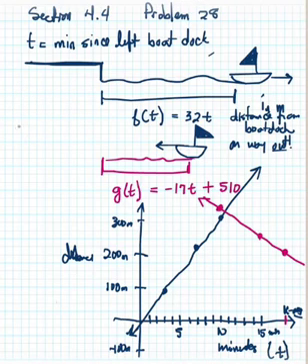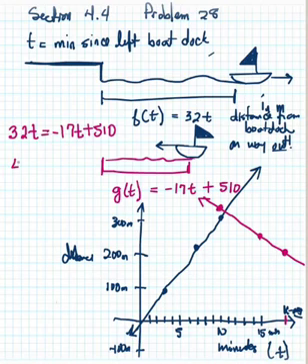That means g of t is going to equal f of t. So 32t is going to equal negative 17t plus 510. At what time does that occur? That's going to be the point of intersection. So 32t plus 17t, 32 plus 17, we get 49. t is going to equal 510 divided by 49.